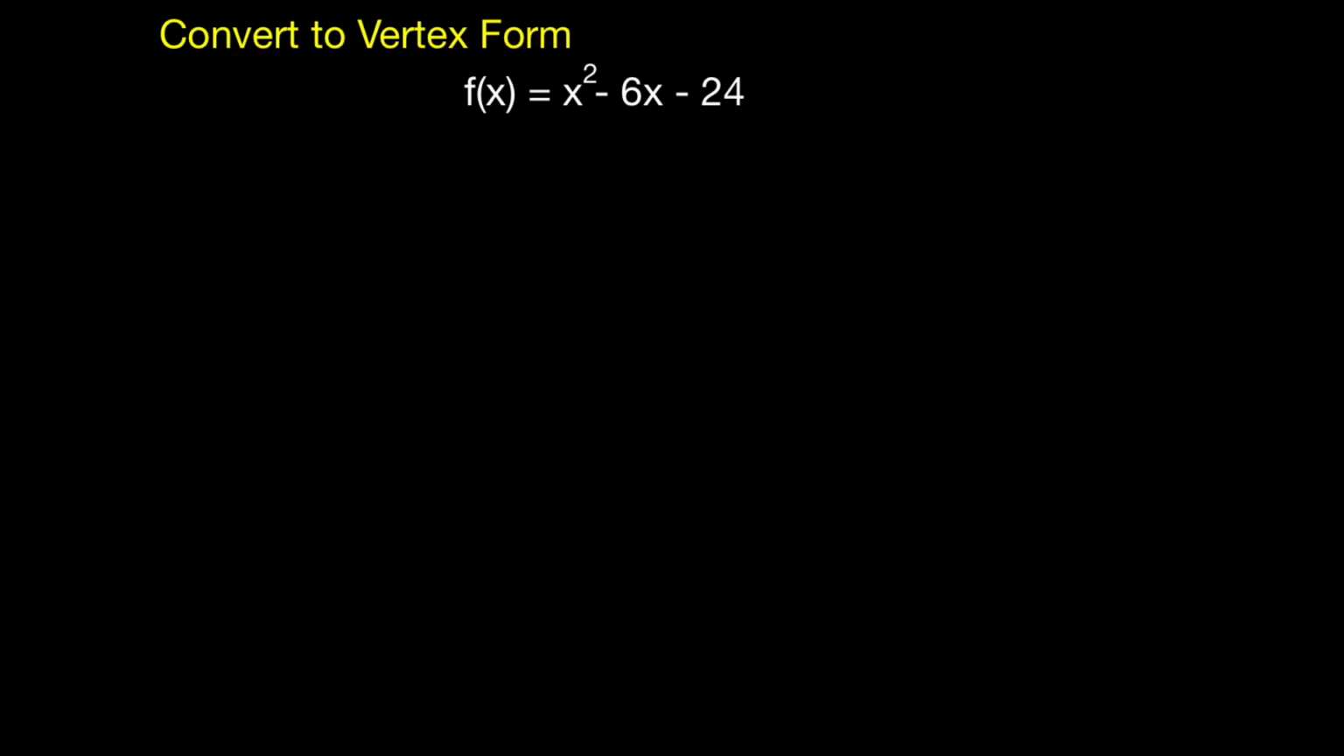Convert to vertex form. So here I'm going to convert this function by using x squared and the x term to complete the square. So here I have x squared minus 6x plus the quantity that's going to help me complete the square. We're going to scoot the negative 24 right next to that, and then we're going to subtract that same quantity. Now to complete the square, we're going to use the coefficient of x, which is negative 6.